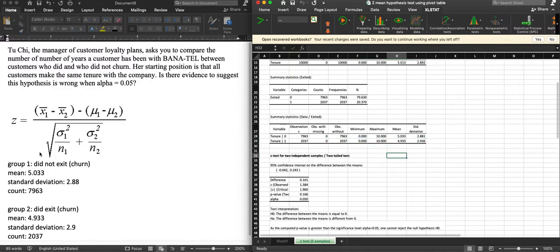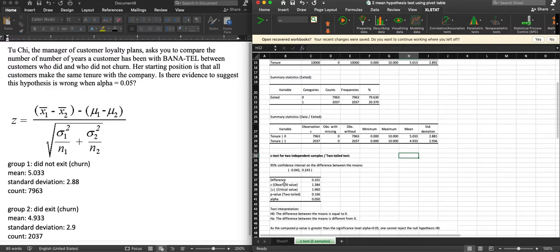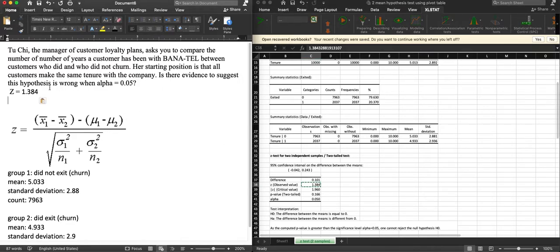Now we need to know the Z value. And look down here, it tells us the Z value. It's calculated it for us. So the Z equals this.